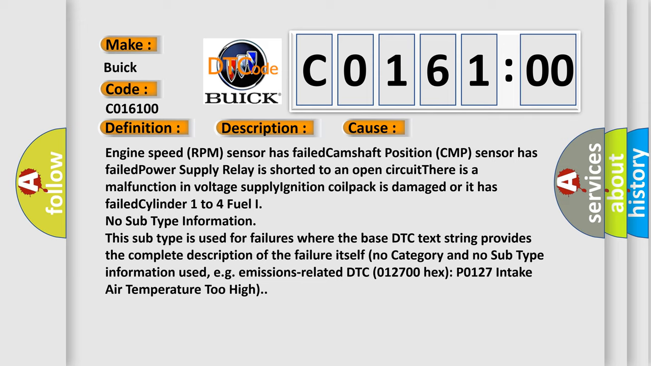Engine speed RPM sensor has failed, camshaft position CMP sensor has failed, power supply relay is shorted to an open circuit, there is a malfunction in voltage supply, ignition coil pack is damaged or has failed, cylinder 1-4 fuel. No subtype information. This subtype is used for failures where the base DTC text string provides the complete description of the failure itself, no category and no subtype information used, e.g. emission related DTC 012700 hex P0127 intake air temperature too high.